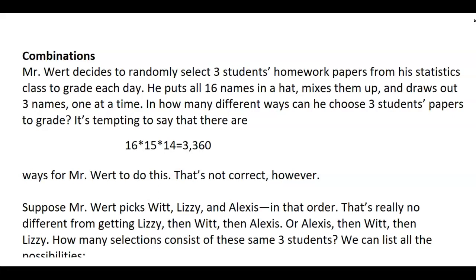Well, it might be tempting to use a permutation, 16 times 15 times 14, but that's not going to work because is there really a difference between, let's say I pick Whit, Lizzie, and Alexis, or Lizzie, Whit, and Alexis, or Alexis, Whit, and Lizzie? They're all the same 3 girls, right? In other words, the order doesn't matter.